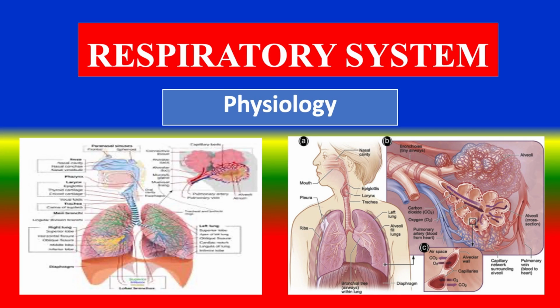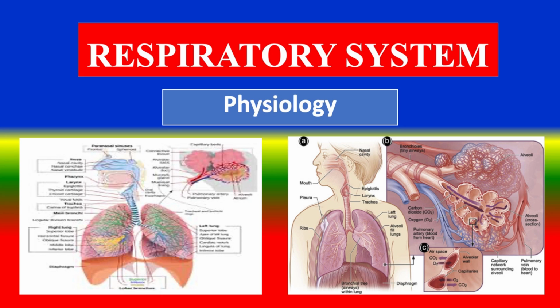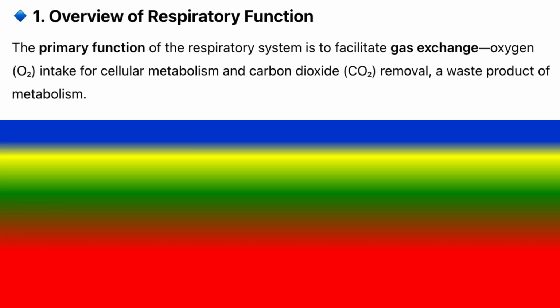The physiology of the respiratory system refers to the study of how the respiratory system functions to support gas exchange, acid-base balance, vocalization, protection, and olfaction. Below is a comprehensive and detailed overview. Physiology of the respiratory system. 1. Overview of respiratory function.